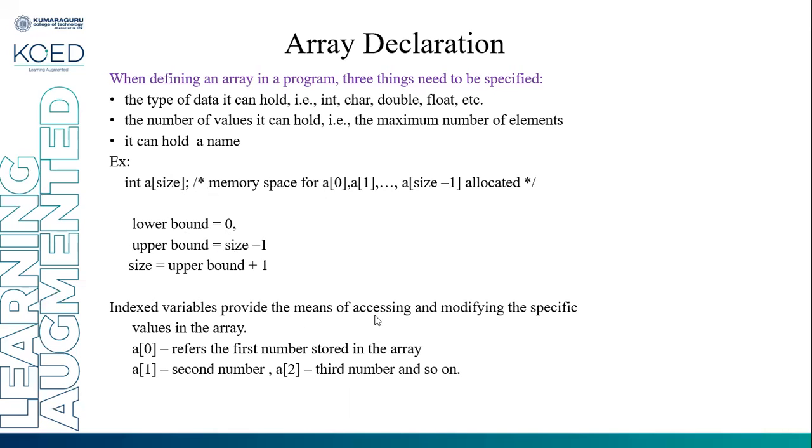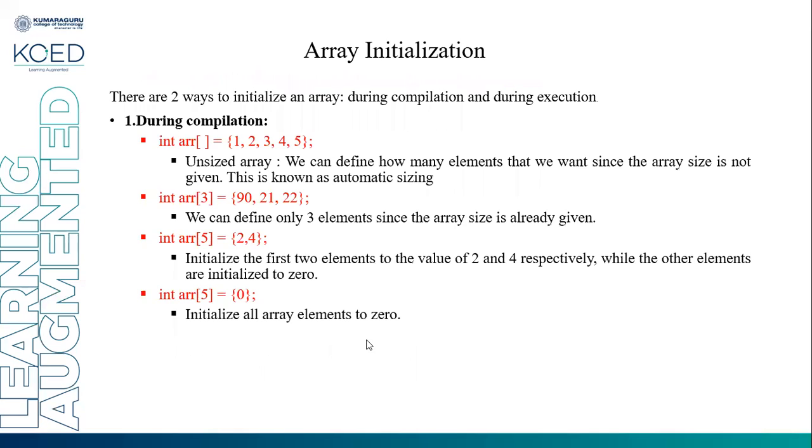Index variables provide a means for accessing and modifying the array elements. A of 0 refers to the first number stored in the array, a of 1 the second number, a of 2 the third number, and so on. So the last number will be stored in a of size minus 1. We can use them individually: printf of percentage d, a of 0 will extract the first element, and a of 2 will extract the third element. You can use this index value to refer to an individual array element, and perform arithmetic operations also.